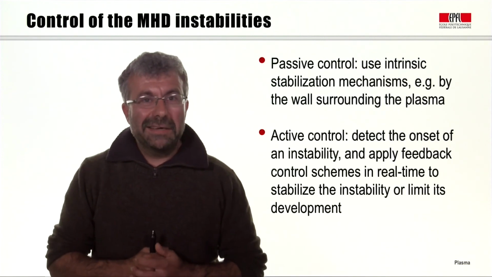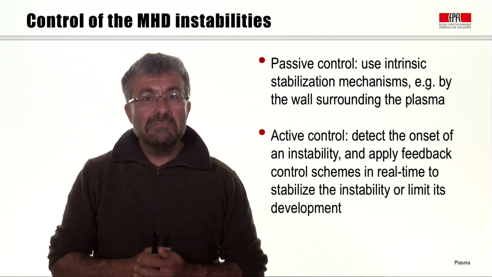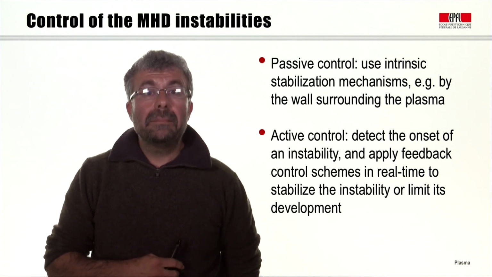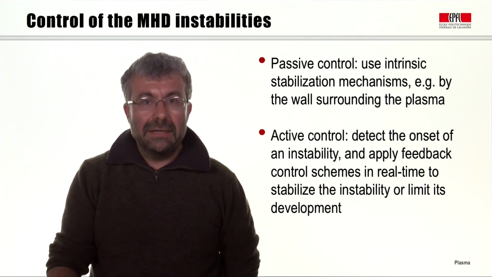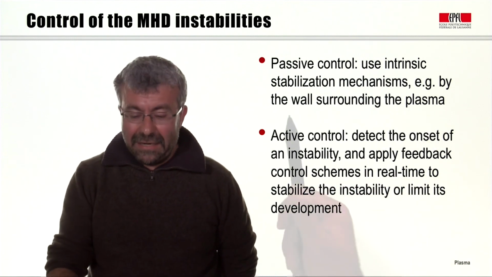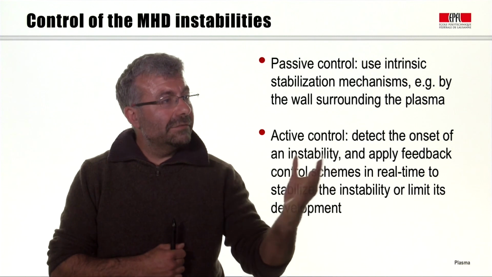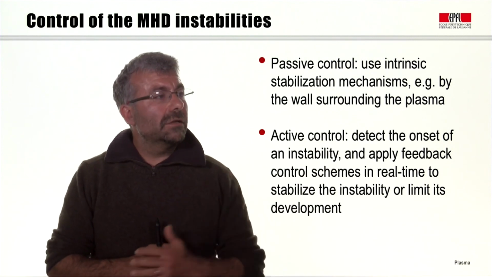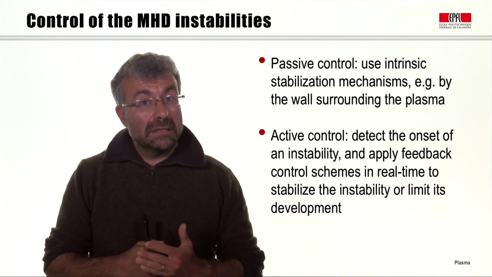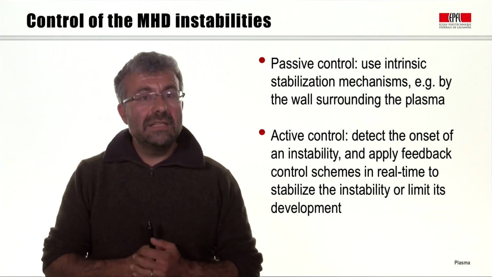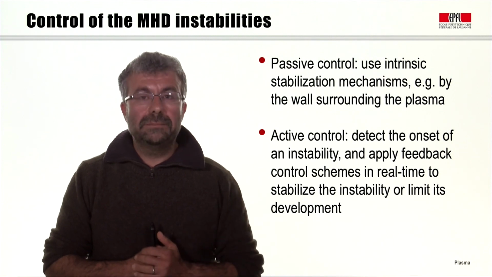Now, we've seen that the plasma in an MHD equilibrium can in general be subject to many instabilities. How can we control these instabilities? We have two methods. The first method is a passive control system. We use an intrinsic stabilization mechanism, as we have seen in the case of a wall surrounding the plasma. The second method is an active control system. We detect the onset of an instability and apply feedback control schemes in real time that act on plasma parameters, and with this feedback control scheme we can try to stabilize the instability or limit its development.